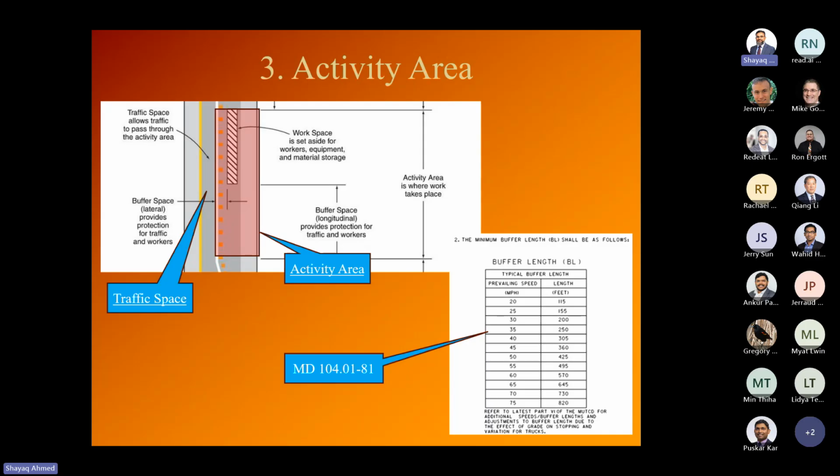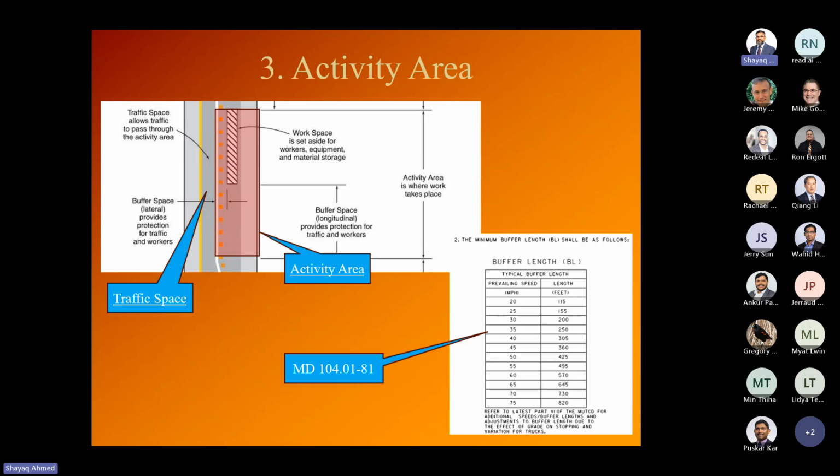So the buffer length is usually calculated based on the stopping sight distance and the perception reaction time. The table that you see on the right side is basically copied from the SHA standards. All these values are calculated based on the stopping sight distance and the PRT, which is the perception reaction time. I believe AASHTO has 2.5 seconds of perception reaction time. And these numbers all come from those formulas.